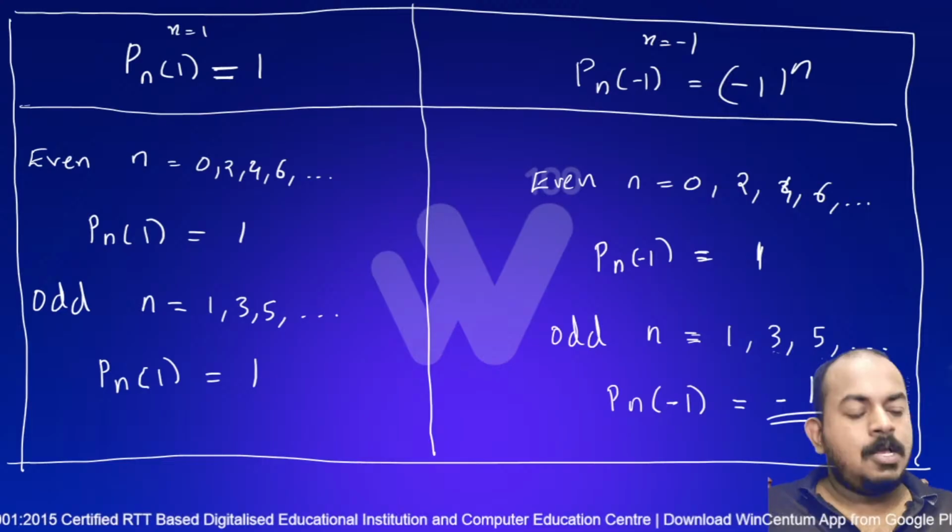And for x equal to minus 1, we also got different kinds of functions for even n and also for odd n. For x equal to 1, it doesn't matter whether n is even or odd. And for x equal to minus 1, we have to think about the form of the function, whether it is minus 1 or plus 1.